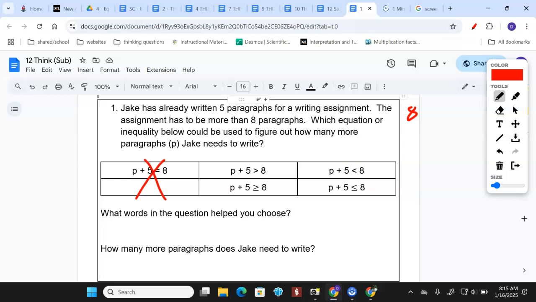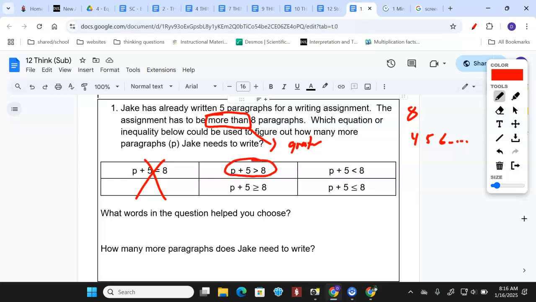If he writes 3, that won't be enough because it's not more than 8 paragraphs if he writes 3. So he could write 4, 5, 6, 7, 8, 9. So this "more than" to me sounds like greater than. And the answers are 4, 5, 6, and up. So to me, this sounds like the number that he needs. I think it's going to be this one.